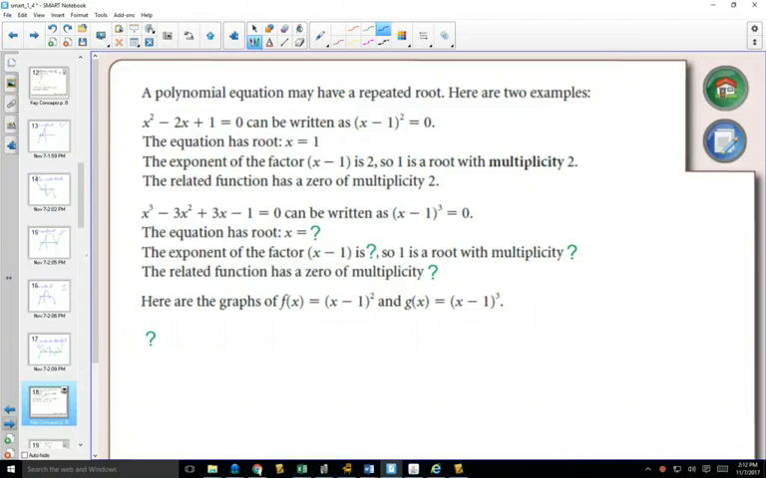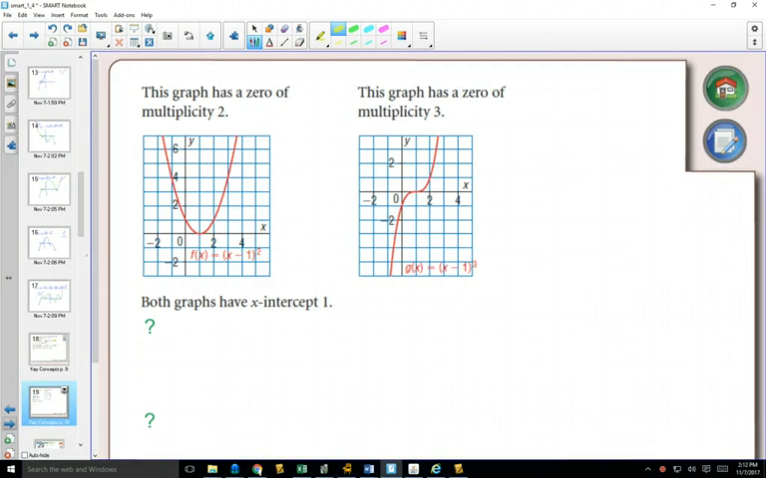We introduce a new word here, multiplicity. So if we look at the two graphs that are in your notes, this first one, we say it has a multiplicity of 2. The 0 of 1, this is on page 44. That one has a 0 of multiplicity 2.